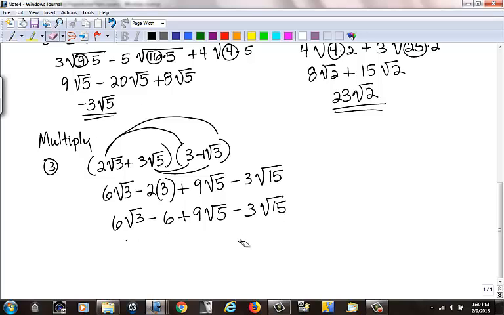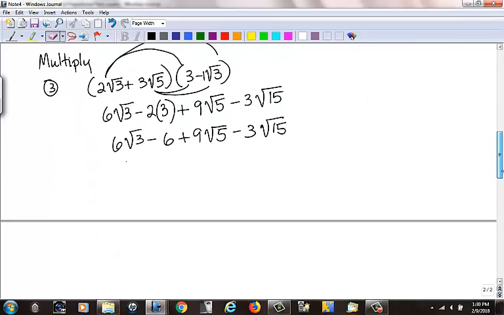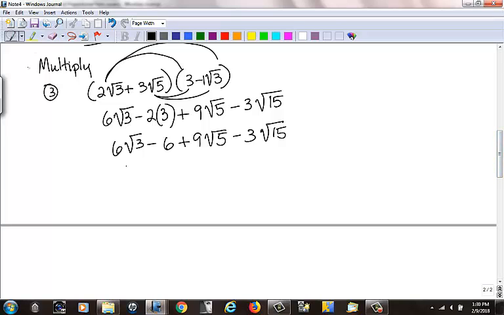Okay, so you'd have 6 radical 3 minus 6 plus 9 radical 5 minus 3 radical 15. There's nothing you can simplify in the radicals, and there's no like terms, so that is your final answer. These won't be bad. So then, let's try one more.